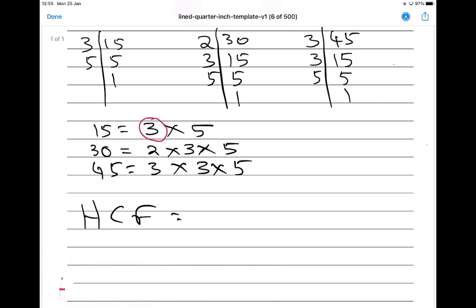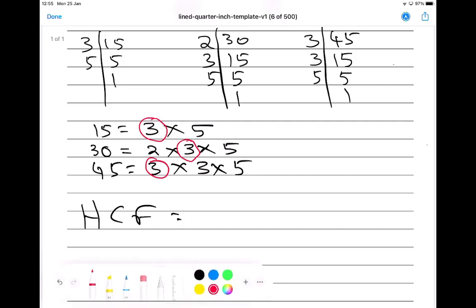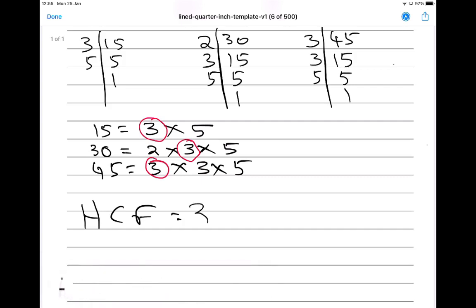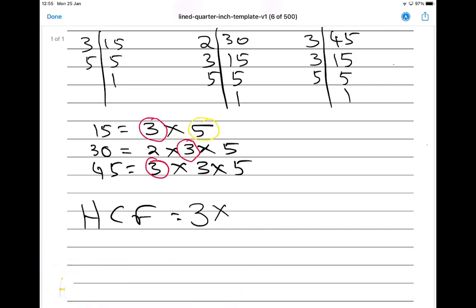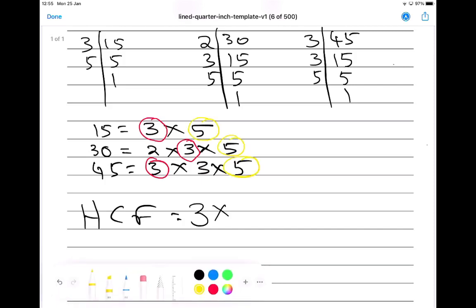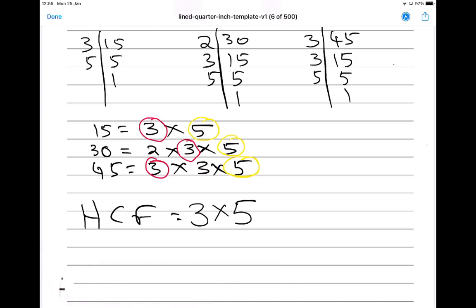Like we have 3 here, we have 3 here, we have 3 there, so 3 is common. And so we will put down a 3 because 3 is common. You will notice also that there is a 5 there and a 5 there and a 5 there, so 5 is common. So we need to multiply that by 5. Then the answer becomes 3 times 5, which is equal to 15. So the highest common factor is equal to 15. Try using this method. You will agree with me this could be short.